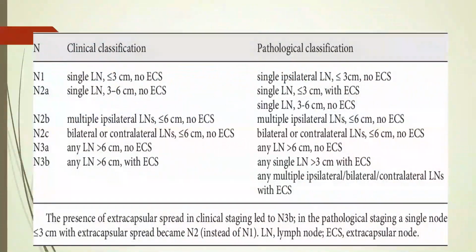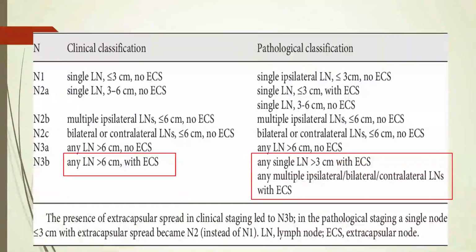So on the basis of it, the AJCC subsequently in 2017 added the extracapsular spread or extranodal extension to staging. So any clinical extranodal extension is classified as N3b, while in pathological, if there are multiple nodes with any of the nodes showing extracapsular spread, or any lymph node with more than 3 centimeters with extracapsular spread, it is N3b, and if the size is less and only one node is showing extracapsular spread, it's considered an N2a.